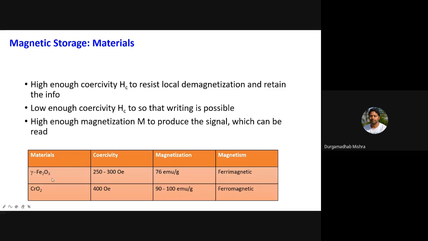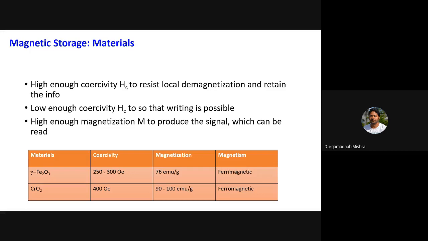And typical materials that were used are this gamma iron oxide, Fe2O3. Again, this is the iron oxide, and these are the parameters. Then chromium dioxide was also used, which is even better than this gamma Fe2O3 and also has a better stability. Therefore, these were the material choices for these magnetic tapes or wires. And they're still used in this magnetic tape form. This chromium dioxide is mostly used.